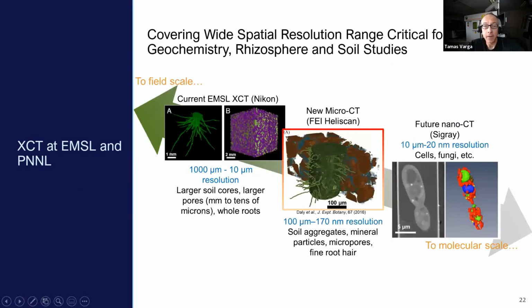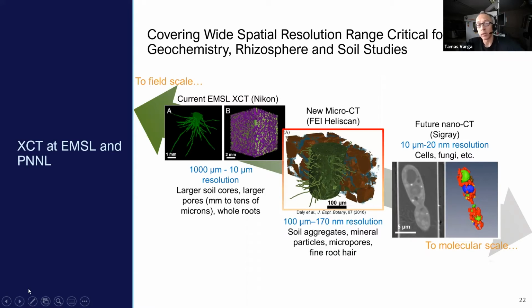Next, please. At EMSL, we try to cover as wide a resolution range as possible between the extremes of a field scale and the molecular scale. So we have this Nikon CT system, which on the left covers the centimeter down to 10 micron resolution range. It's applicable to larger soil cores to detect larger pores. It's perfect for imaging whole plants, the whole root architecture.